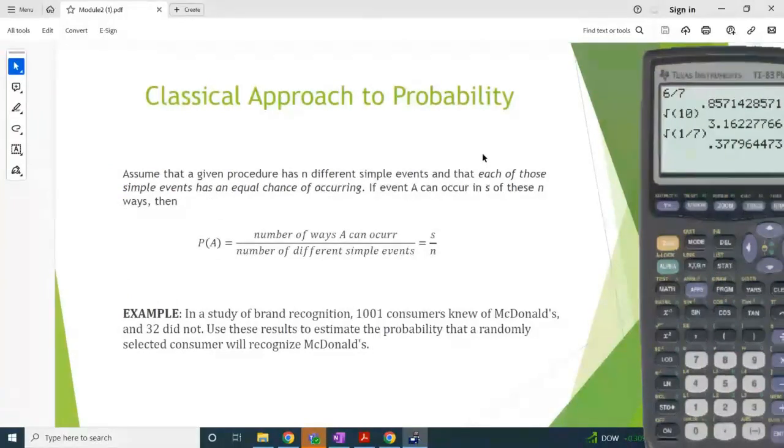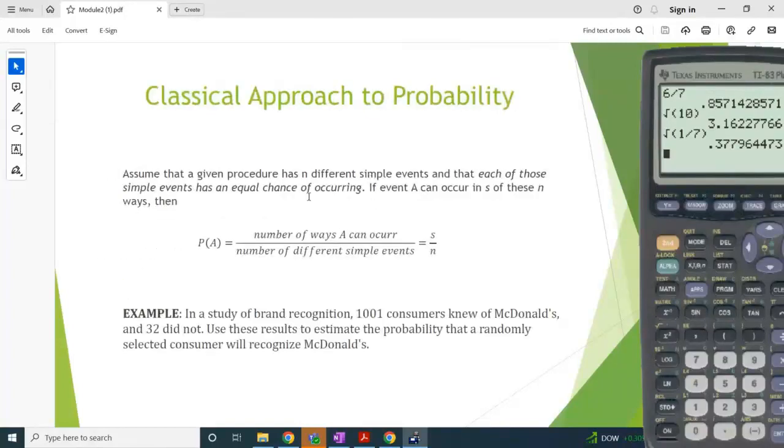Okay, going to the next slide. This is a classical approach to probability, which is more so like a fraction. A fraction is a part over the whole. Classical probability and even percentages operate in the same manner. So it says assume that a given procedure has n different simple events. If I'm looking at this probability formula, the denominator is the number of specific events. That would be like your whole.